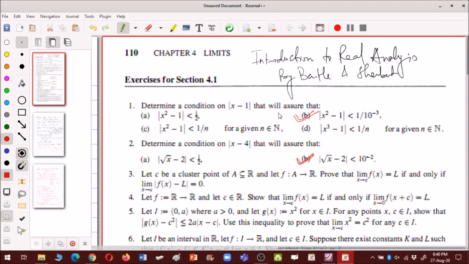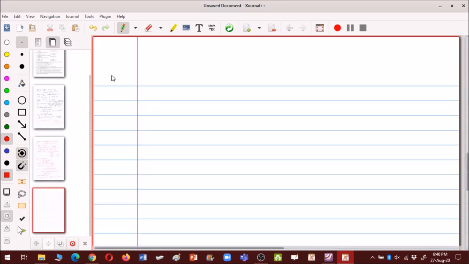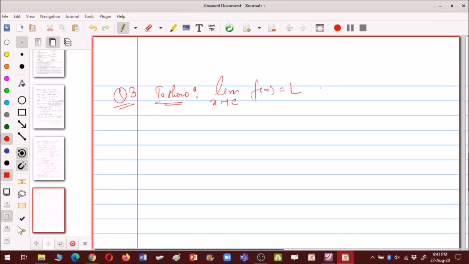So I have done one part from question number 1, one part from question number 2, and let us see what question number 3 says. It says we have to show that limit x tends to c of f(x) is equal to L if and only if limit x tends to c of mod f(x) minus L is equal to 0. So this we have to show. So let us start with the proof.